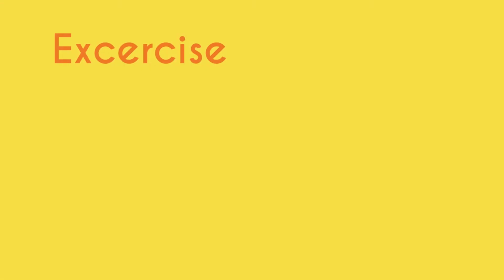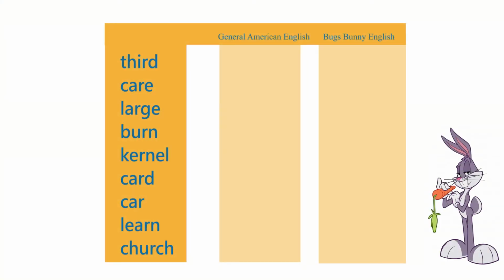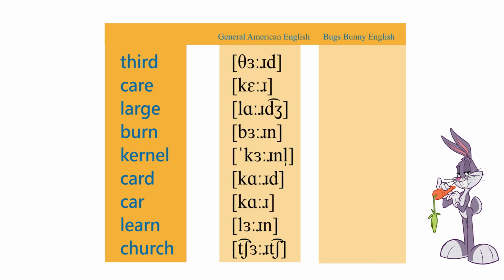So now if I give you a few words and ask you to pronounce them like Bugs Bunny, you should be able to figure out what to do. Now I'm going to transcribe these words in regular English, like general North American English. Now let's turn them into Bugs Bunny words. If this is preceded by this vowel and followed by a consonant, then you can turn this into ya. So you can say third.